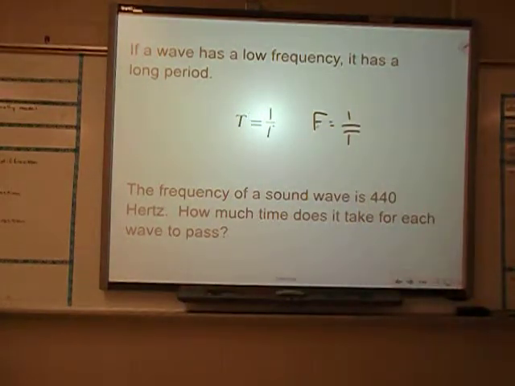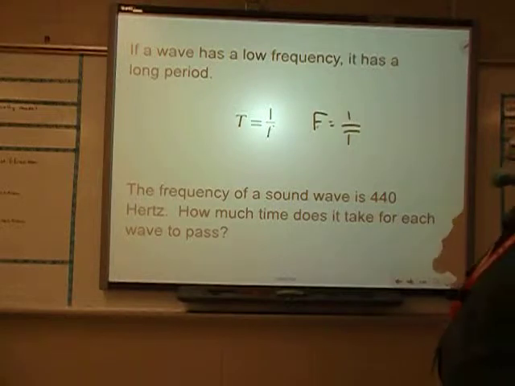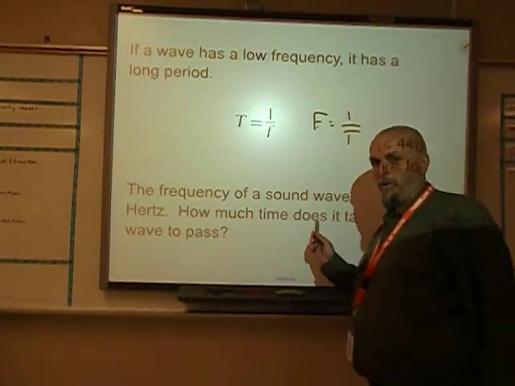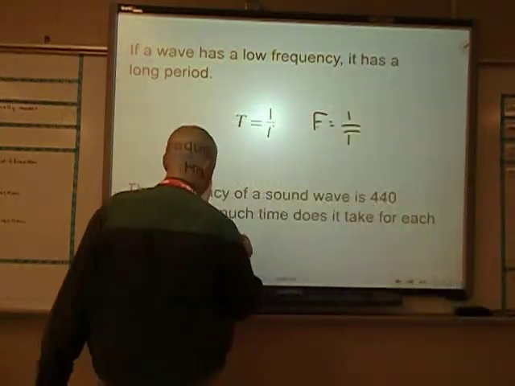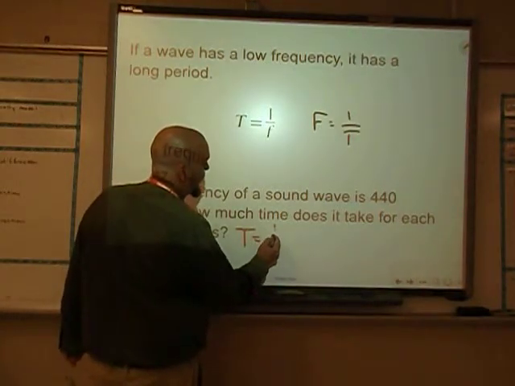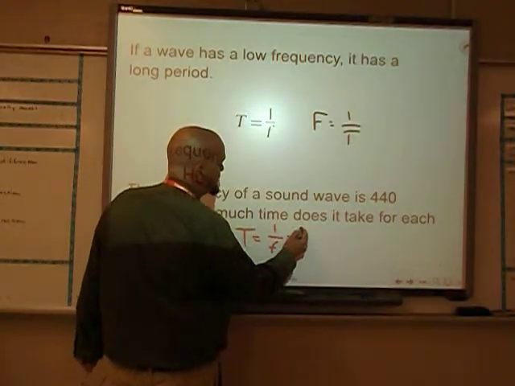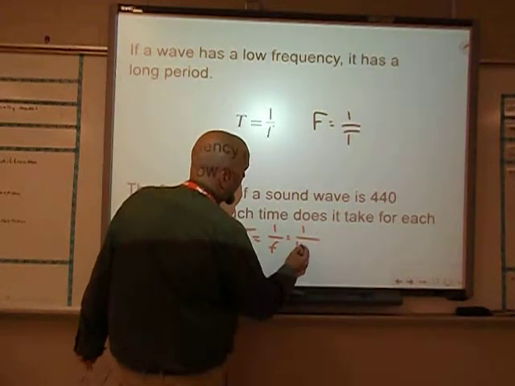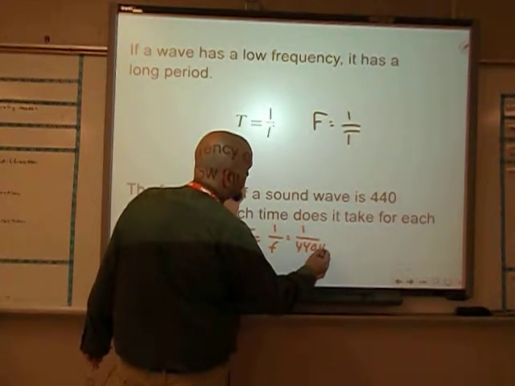So let's take a look at the question here. The frequency of a sound wave is 440 hertz. How much time does it take for each wave to pass? The amount of time it takes for one wave is the period. So period is equal to 1 divided by the frequency, or 1 divided by 440 hertz.